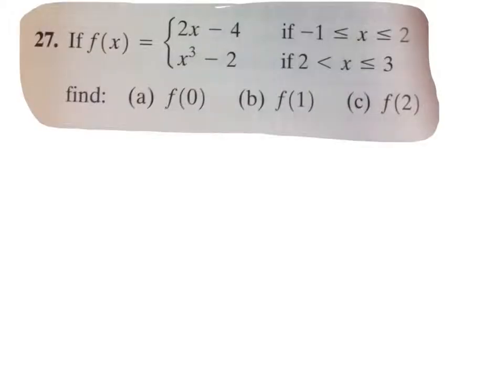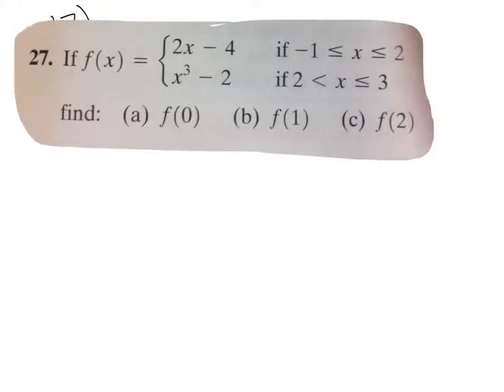Okay, so the first question we're going to go over from the homework last night is number 27. From which section was that, Kevin? 2.4. 2.4, number 27. All right, so we're looking at number 27 from section 2.4 here.